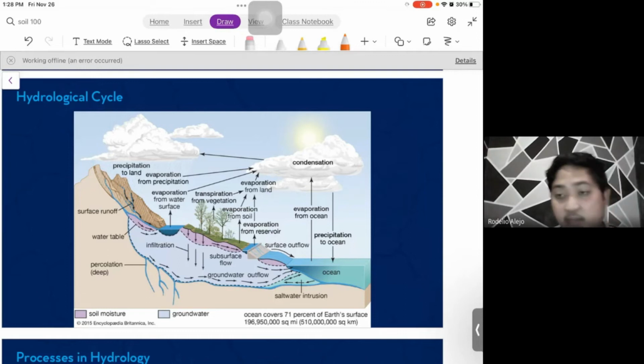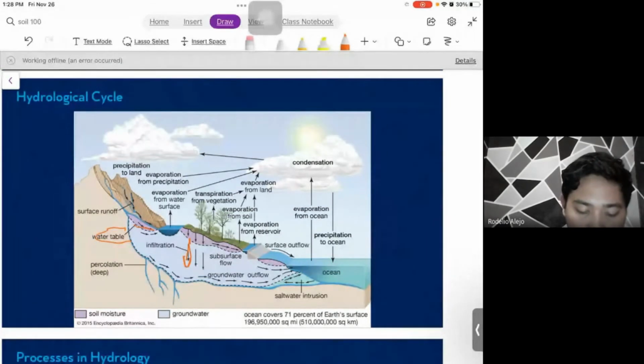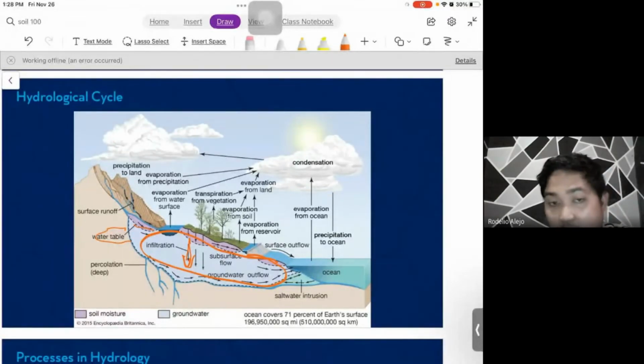So it serves as a temporary storage. As you can see here, ito yung water table natin. Nakikita niyo yung water table natin. This one, water table. So there is a continuous flow ng water sa soil natin. So as you can see, through infiltration, ayan, the water infiltrates the soil, pumapasok siya. Then this soil serves as a temporary storage.